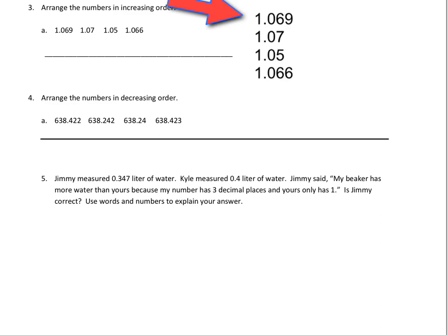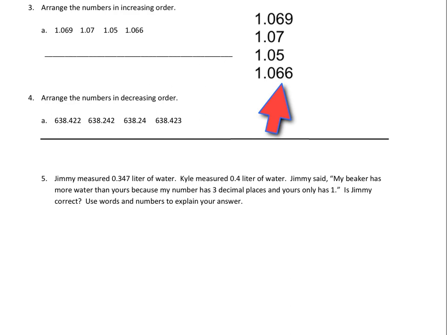Let's start by looking at the numbers in the ones place. All four numbers have a 1 in the ones place. Since everything is the same, we have to move on to the tenths place. In the tenths place, every digit has a 0, so we'll have to move on to the hundredths place. Now that we're in the hundredths place, we see that there are some numbers that are different. We have a 6, 7, 5, and 6.